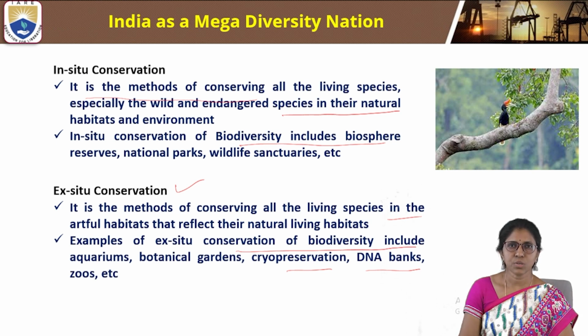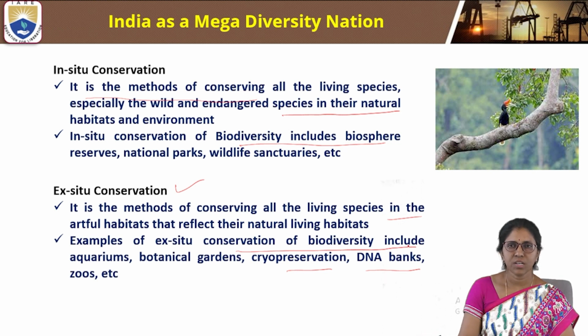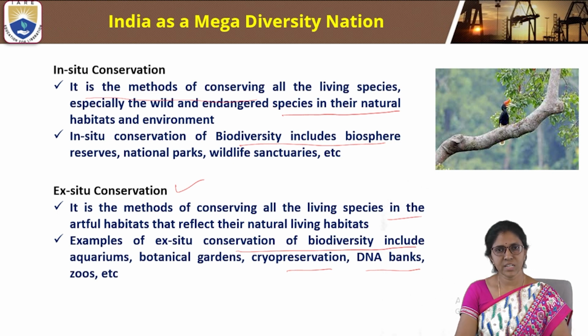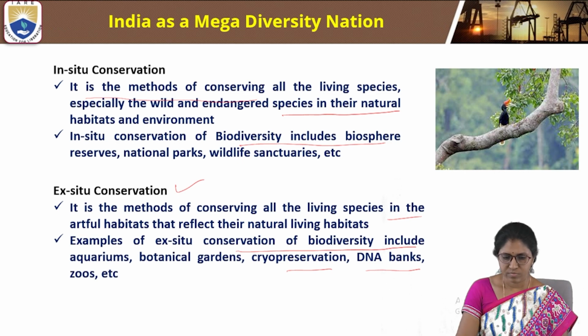These all are ex situ conservation. Ex situ conservation means conserving all the living species in artificial habitats which reflect their natural living habitats. In situ means conserving all the living species in their natural habitats. So both these methods are used for the conservation of biodiversity.